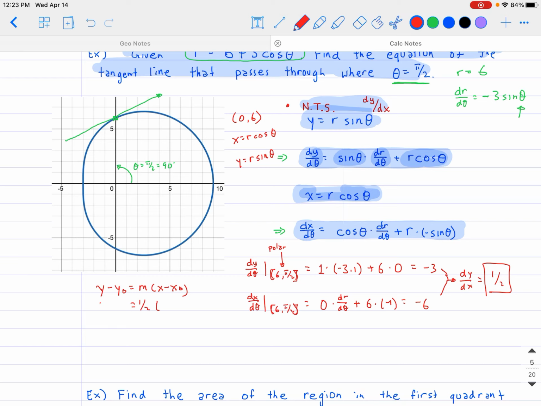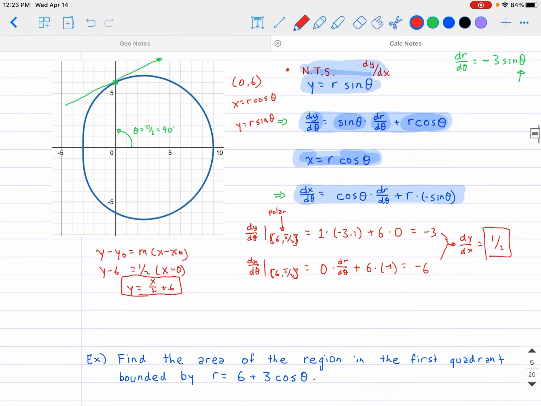So y minus 6 is equal to 1/2 times x minus 0. So my equation is going to be x over 2 plus 6. So it definitely looks like it's going to match up. All right, cool. So that right there is how you get the equation of the tangent line. So it's probably good to solve for each part individually, plug it in, and then afterward get the numerical value, okay?